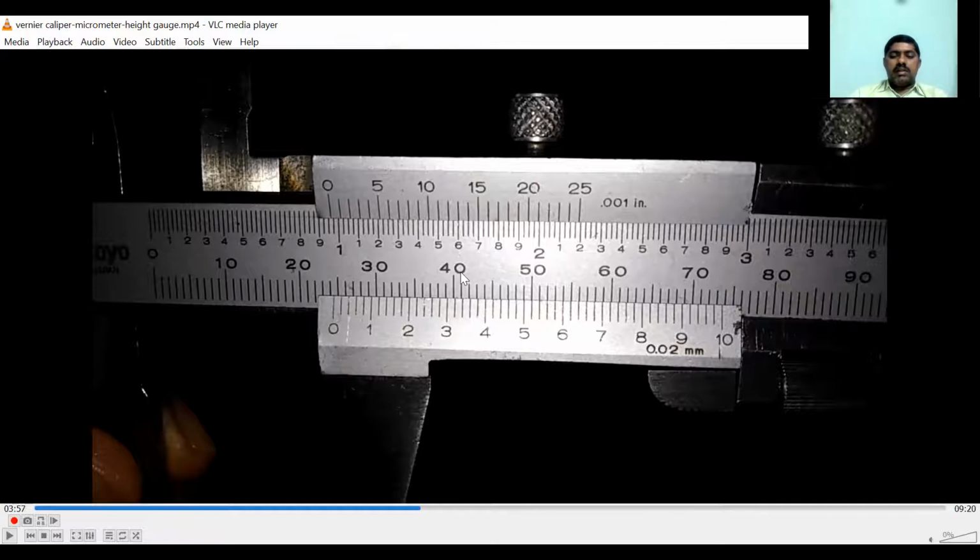Now we have taken the 4 readings for the diameter. So we will take the average value. That I will show in the tables.